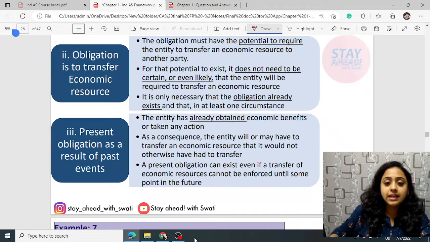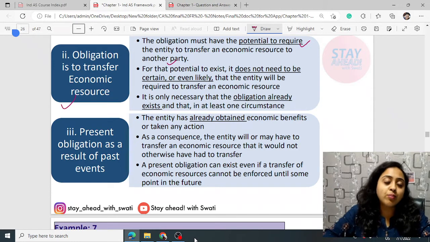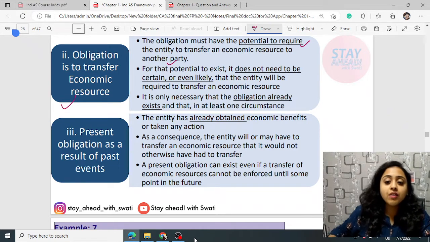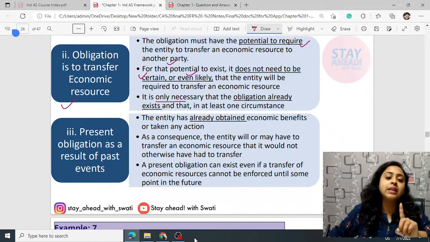Next, obligation to transfer an economic resource. The obligation must have the potential to require the entity to transfer an economic resource to another party. You should have an obligation to transfer cash, goods, or render services to any other third party. For that potential to exist, it does not need to be certain or even likely; even low probability can work. It is only necessary that the obligation already exists and that in at least one circumstance there will be an outflow.